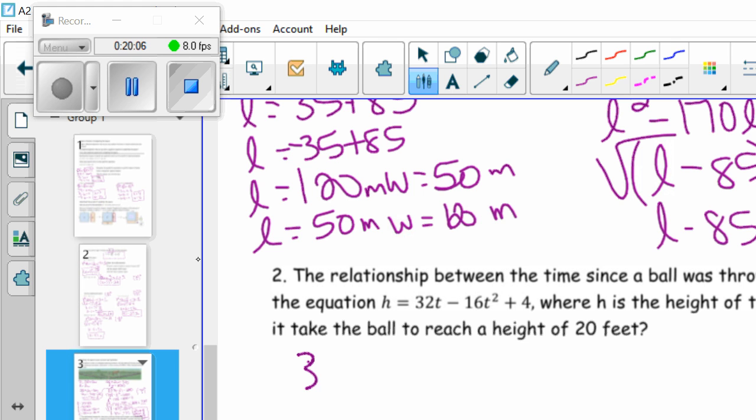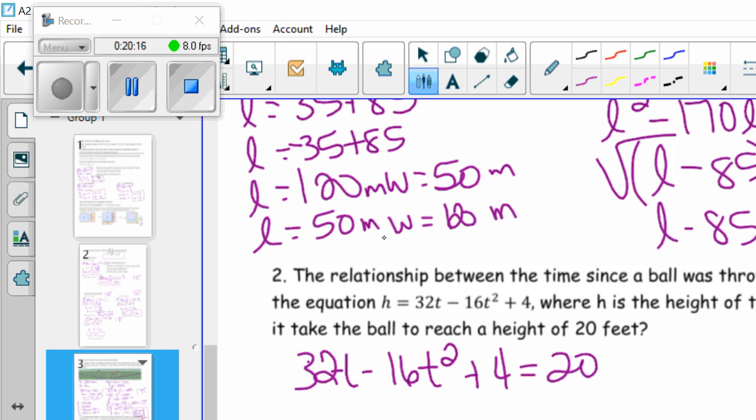So 32t minus 16t squared plus 4 equals 20. I'm replacing h with 20. Okay. I'm going to rewrite the left-hand side so that my t squared is first. So negative 16t squared plus 32t. I'm going to get everything on the same side, so I'm going to go ahead and subtract 20. So minus 16 equals 0.